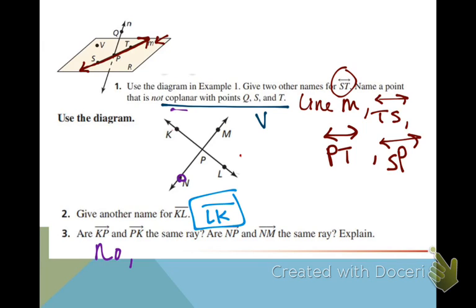And then the second portion, are NP and NM the same? So NP starts at N, goes towards P, infinitely in that direction. NM starts at N and goes infinitely towards the direction of M. So at first look, they don't look like they are the same ray, but they actually are, because of this arrow. Remember, the arrow means it extends infinitely in that direction. So that means NP will eventually include M and beyond. So yes, and what I've just explained.